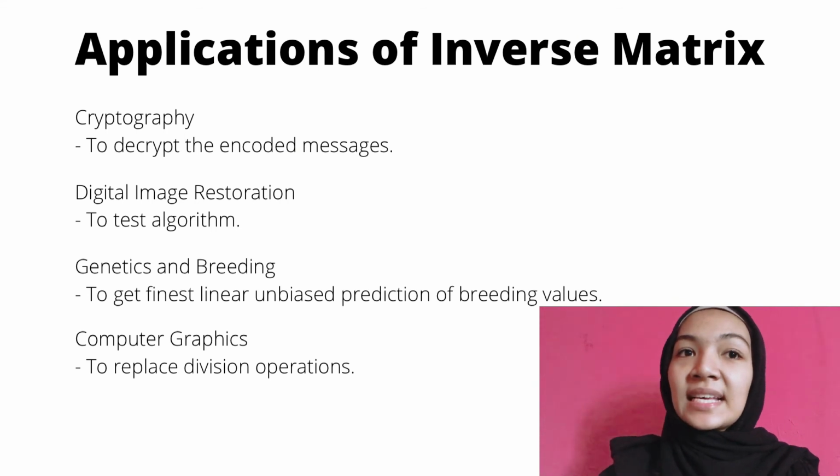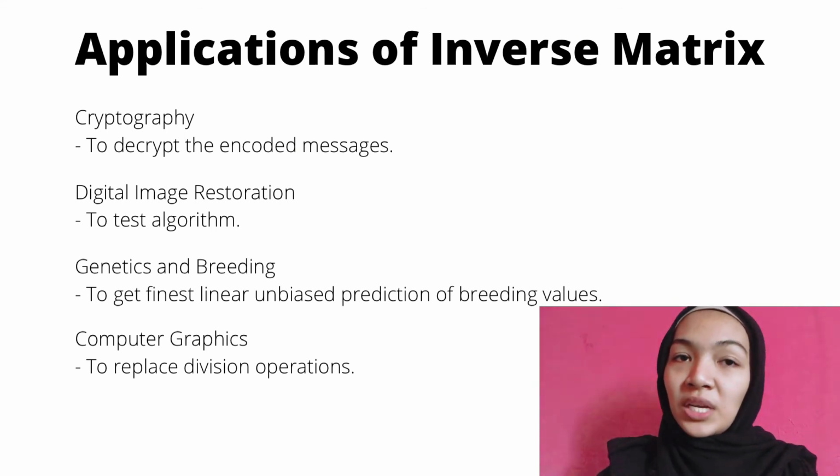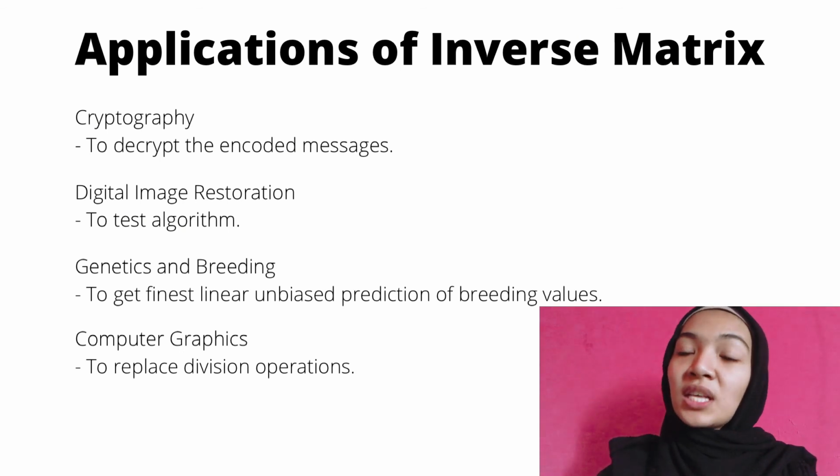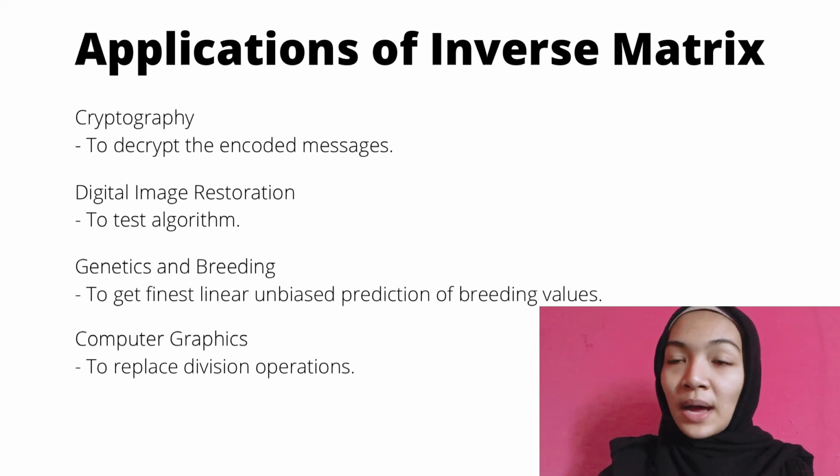The third sector is genetics and breeding. Breeding needs inverse matrix to get the best linear unbiased prediction of breeding values. The last one is computer graphics. Addition, subtraction, multiplication and division of matrices have to be done, but since division of matrices does not exist, it is replaced by multiplying the matrix with its inverse.